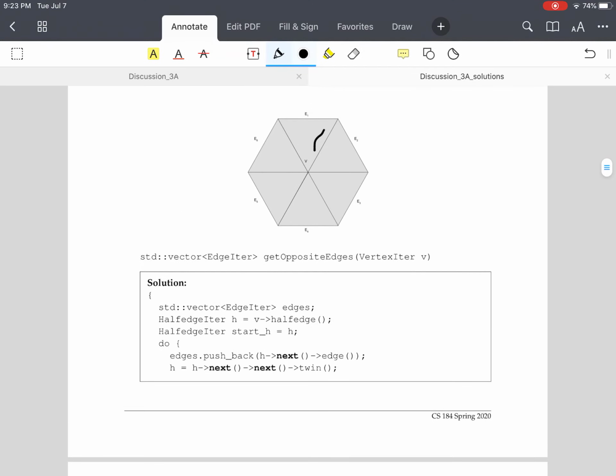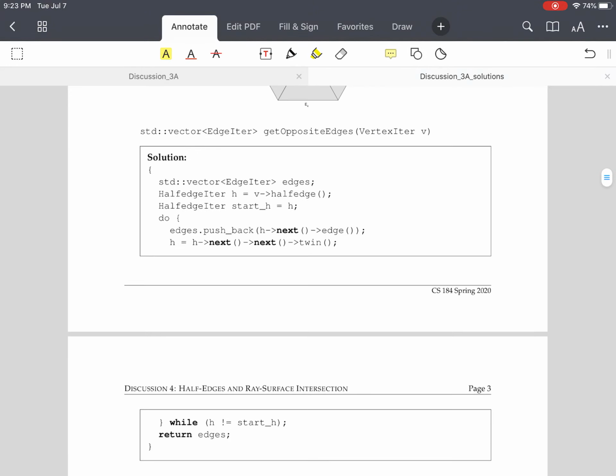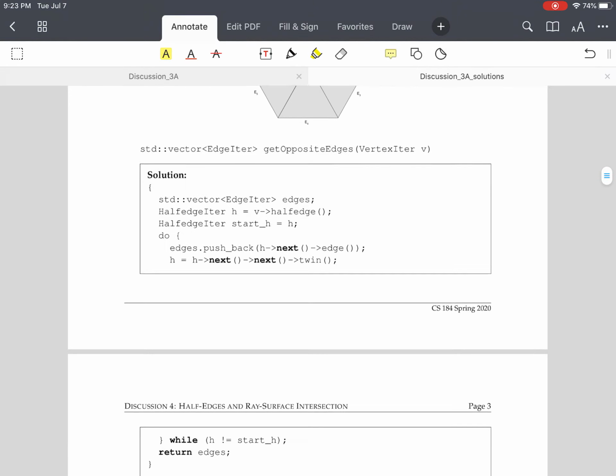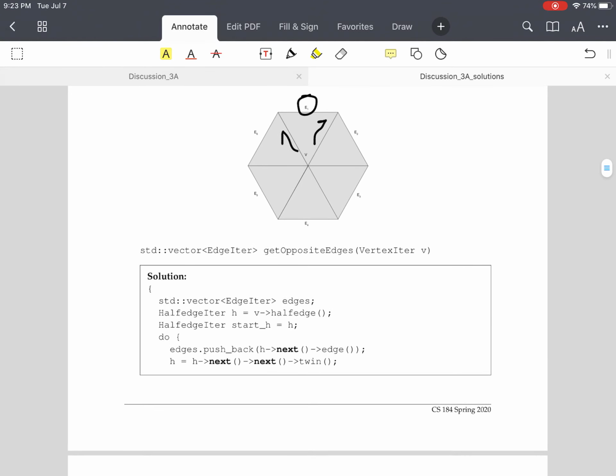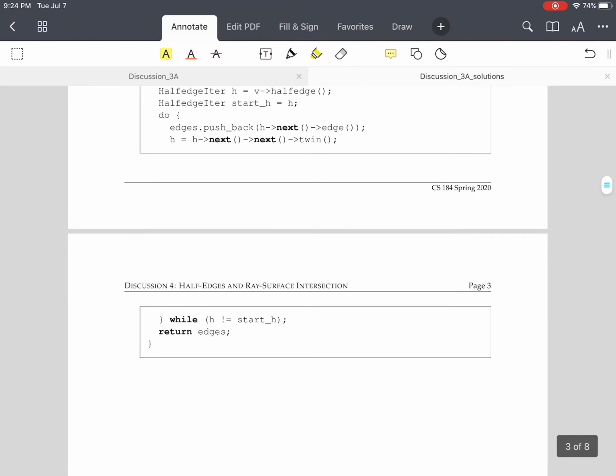Okay, so coming back to the solution, so now we go h's next's next. So let's say we started here, we added E1, now we're here, right? And okay, so then in the while loop, we check, are we back to where we started? Nope. Okay, so then we're going to add E6 and then move here, add E5, move here, add E4, move here, add E3, move here, add E2, and then we're going to come back here, and when that happens, this while loop is going to terminate.